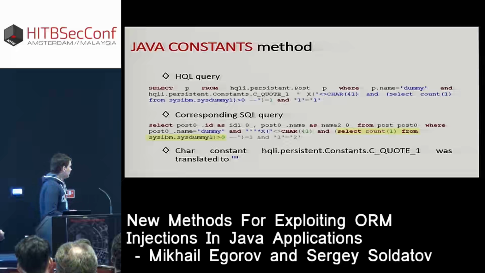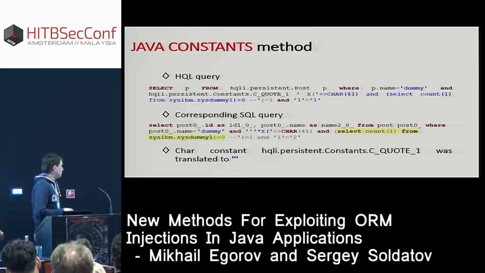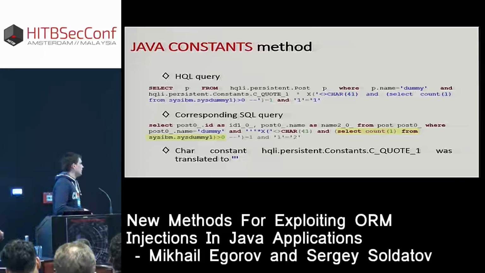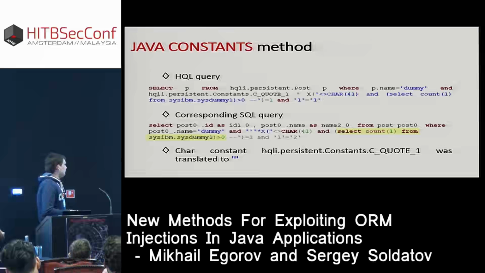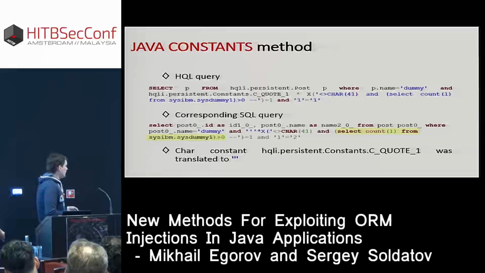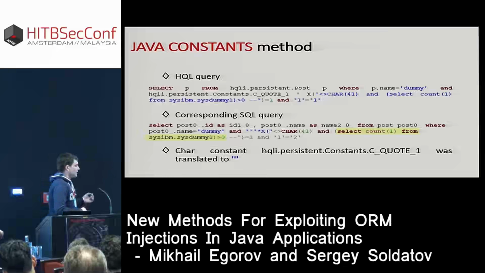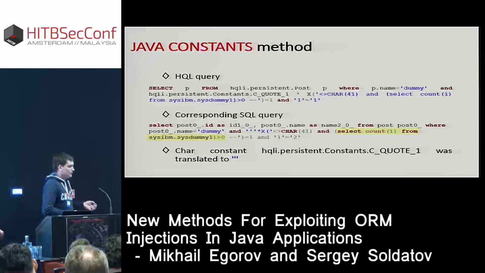And on the final step, Hibernate translates the SQL AST into the SQL query. On that step, the Java constant is replaced with 3 single quotes. And we see that the SQL subquery that was concealed inside the string parameter of function x is exposed.